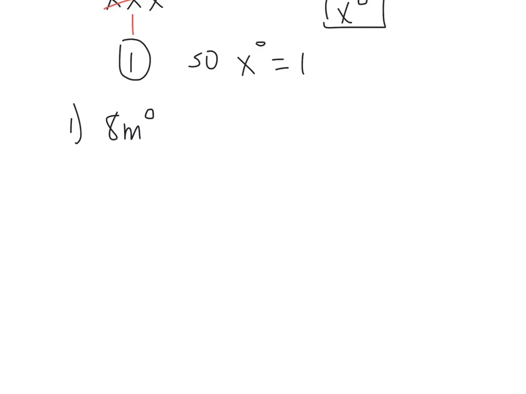Just 3 examples here for this. First one, 8m to the 0. The 0 exponent only goes with the base m, so it's this part here that becomes 1. The 8 will remain. So this part became 1. The 8 stays. 8 times 1 gives us 8. Problem 2, 8m to the 6th n to the 0. Only the n to the 0 will become 1, and the 8m to the 6th will remain.